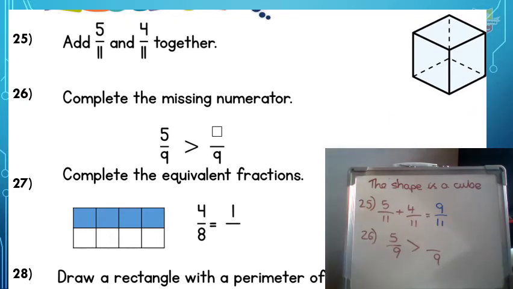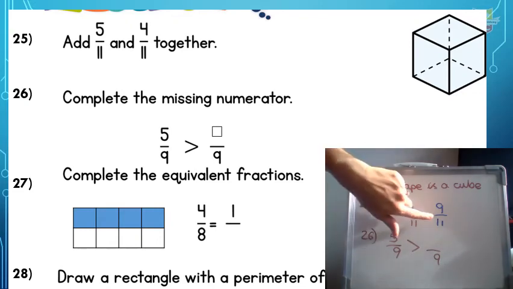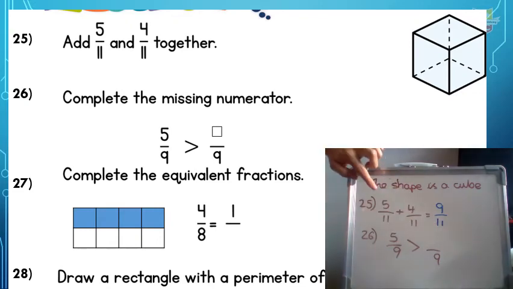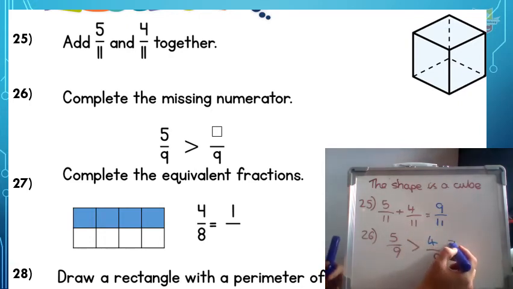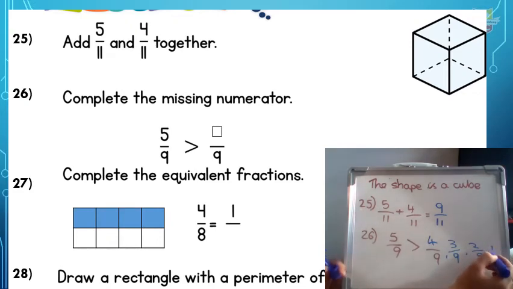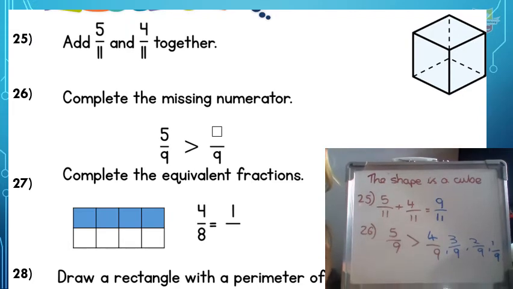Okay, so the answers are, the first one, the shape is a cube, because we can see that there are all squares and it is a 3D shape. The second one, I'm doing 5/11ths and 4/11ths. We can see my denominators are the same, so my answer is going to have the same denominator. So 5 add 4 is going to be 9. Then I know that 5/9 is greater than something/9. So you could have had 4/9, you could have also had 3/9, 2/9, and 1/9. So if you have used any of those answers, fantastic, well done.